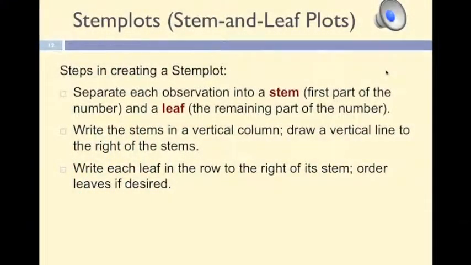So to create a stem plot for each observation, you must first separate the first part of the number or the stem from the last part of the number or the leaf. Then group observations that have the same stem and write each stem in a vertical column, just like we've seen before. For each stem, you then write the leaves from every observation that begins with the same stem. Both the stems and the leaves should be ordered from the smallest to the greatest value.